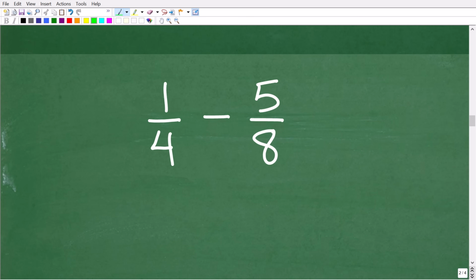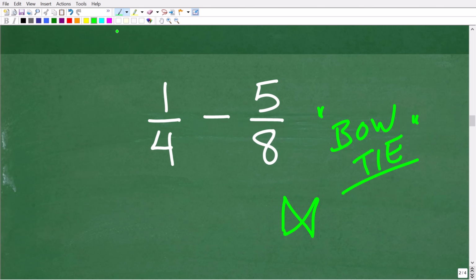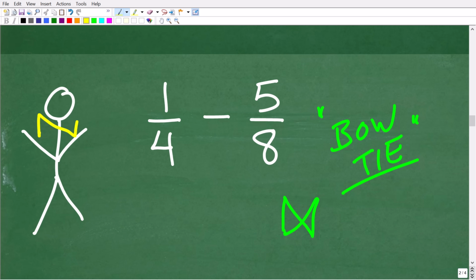Okay, so I'm going to give you the name here before I show you the method, and that is called the bow tie method. Now, this name, bow tie, is indicating a tie like this. Matter of fact, let me go ahead and draw a little stick figure here. So here is a stick figure, and this is a bow tie.